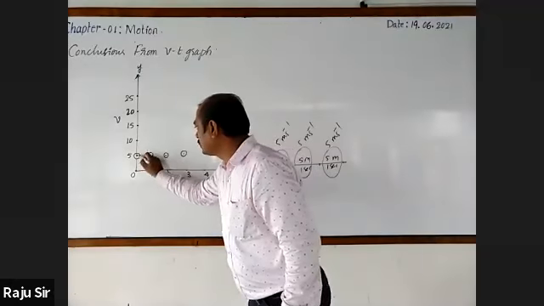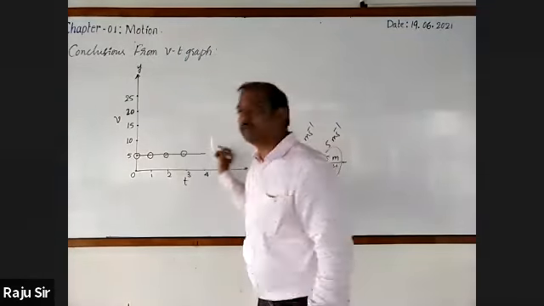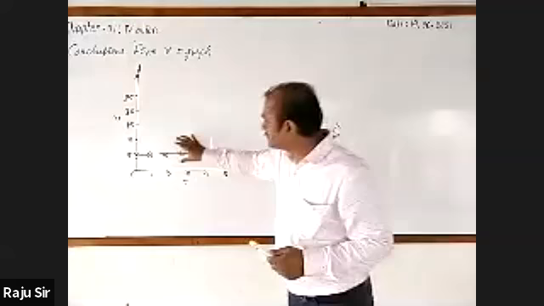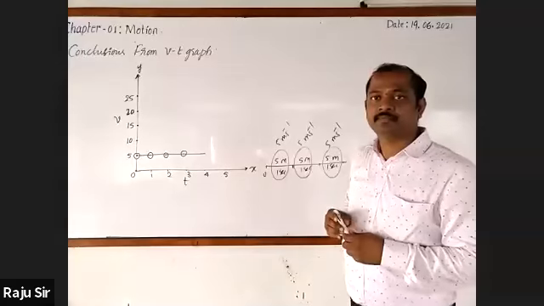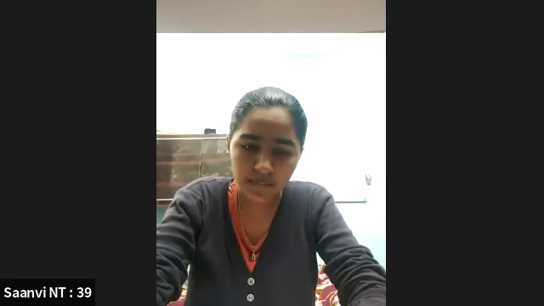Yes, sir. So now I'm going to join all these points. You'll get a straight line parallel to the x-axis. What does this straight line indicate? Uniform motion, constant velocity. Okay, you may stop your response.